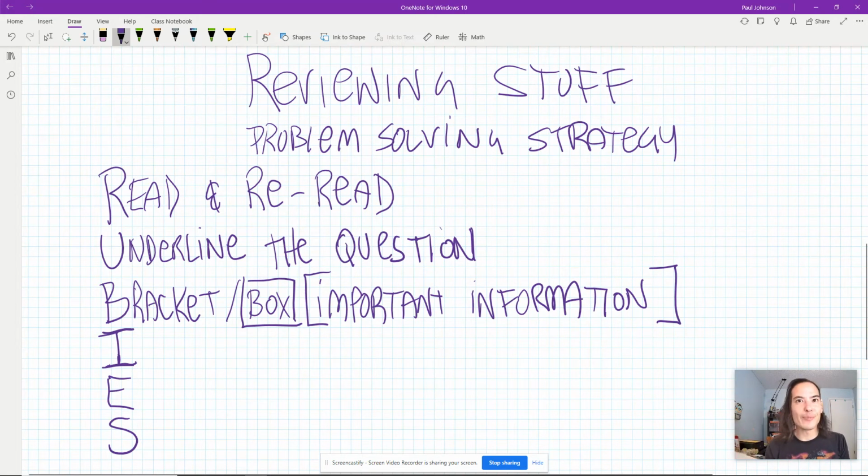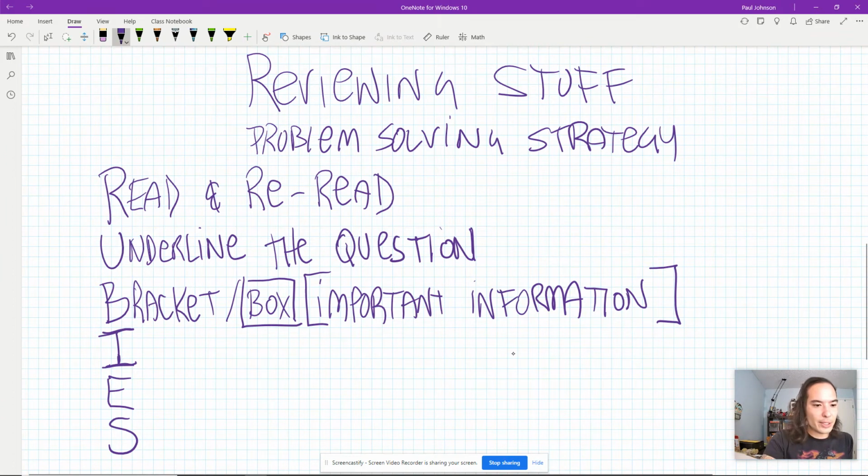So those are things like numbers that are important, the people in the problem if they're important, all of those things that help us get to the correct answer. Those are pieces of important information. We want to put brackets around them or box them so we know that they're important. Because sometimes there's information that's not important, so we don't want to bracket or box that.